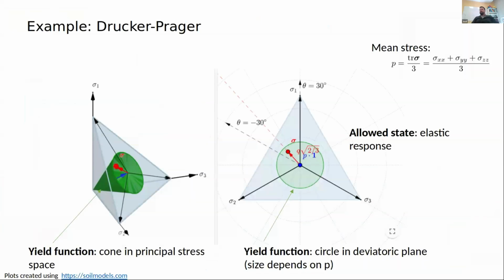Here's a little example of what this looks like. This is the Drucker-Prager yield function. You might be familiar with it. It's widely used for geomaterials. The yield function looks like a cone in principal stress space. So points inside this green cone are elastic. Points that are on the surface are undergoing plasticity. And if the stress state tries to push beyond the surface, what's going to happen is you're going to develop plastic strains. Okay, so this is an allowed state, any state inside this little circle.